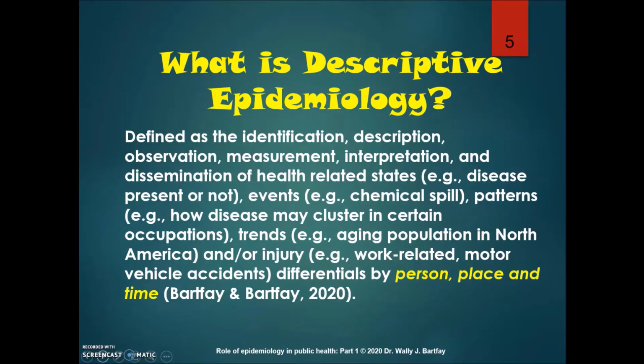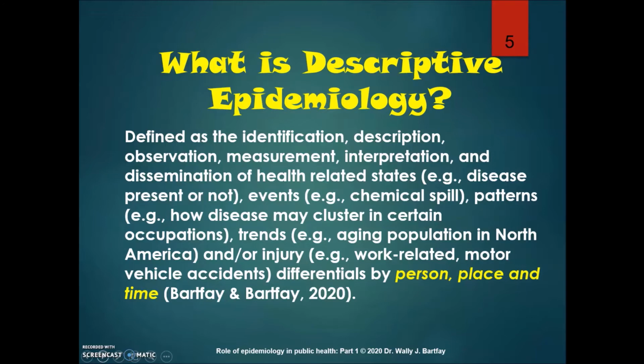So what is descriptive epidemiology? Well, we define it as the identification, description, observation, measurement, interpretation, and dissemination of health-related states. For example, is the disease present or not present? Certain events that may take place, such as a chemical spill. We also try to identify patterns, how disease may cluster in certain occupations. For example, in miners, lung cancer and its association with asbestos.